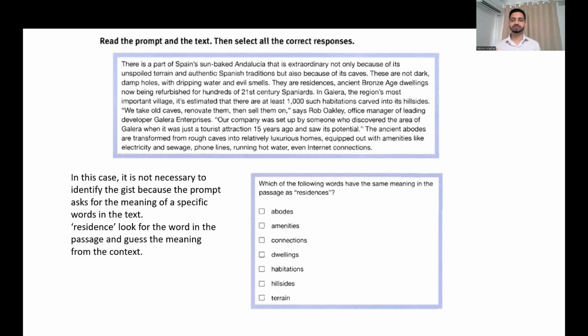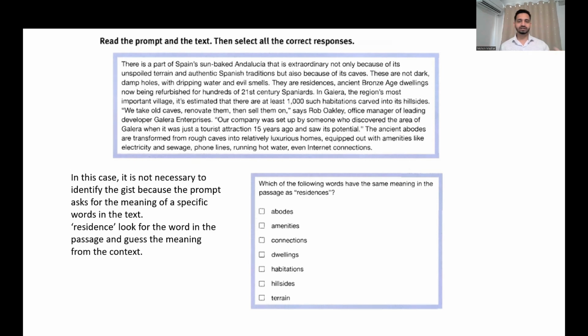You will have to read the options first, and then read the passage to look for where residence is mentioned and what words have been mentioned in the passage for residence. The options are abodes, amenities, connections, dwellings, habitations, hillsides, terrain. So I want you to pause the video here and read the passage now and look for the words with the same meaning as residence. When you come back, we are going to discuss the answers together.